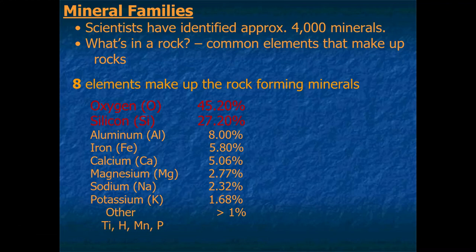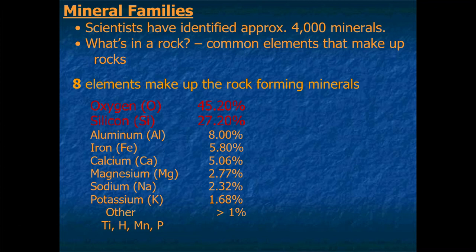Now, look at the next 2 elements, oxygen and silica. If you notice, oxygen and silica by far make up the dominant portion of elements that make up rock-forming minerals. In fact, oxygen is the largest. Oxygen is 45.2%. Silicon is 27.0%. So again, oxygen and silica by far.